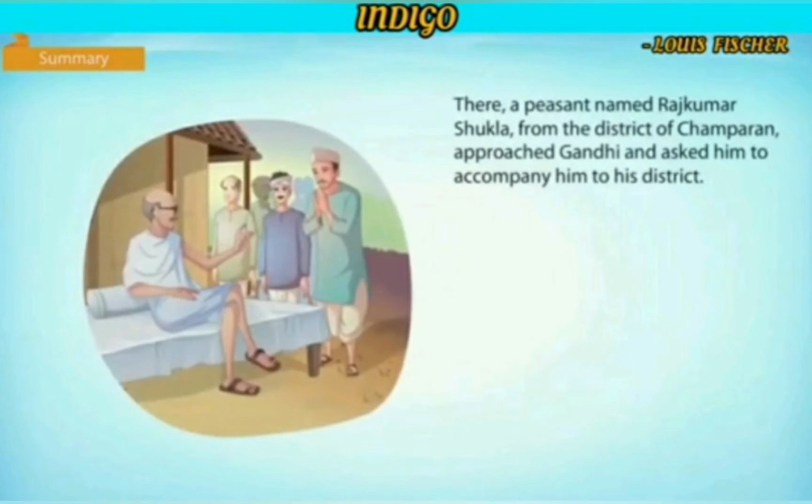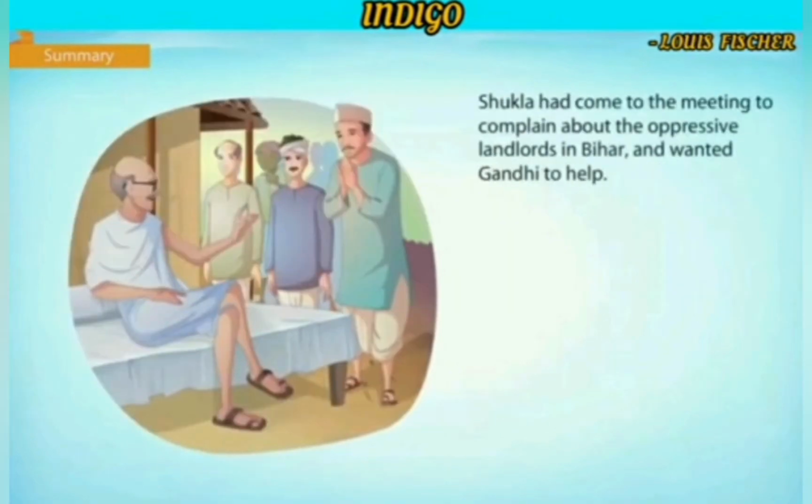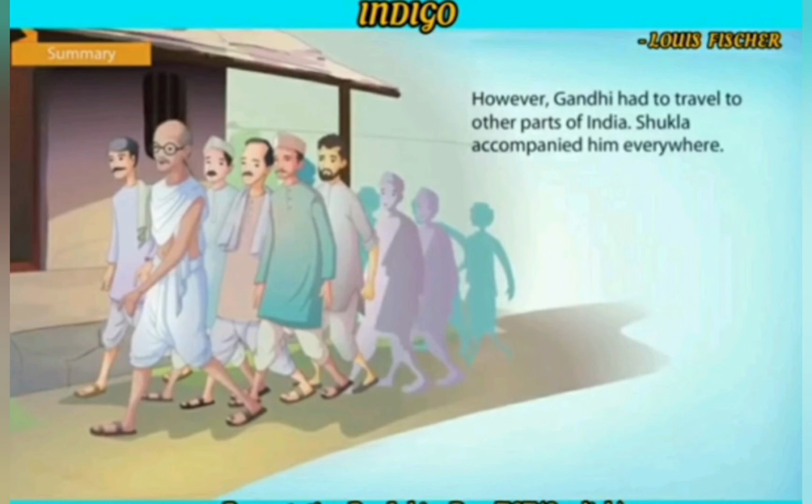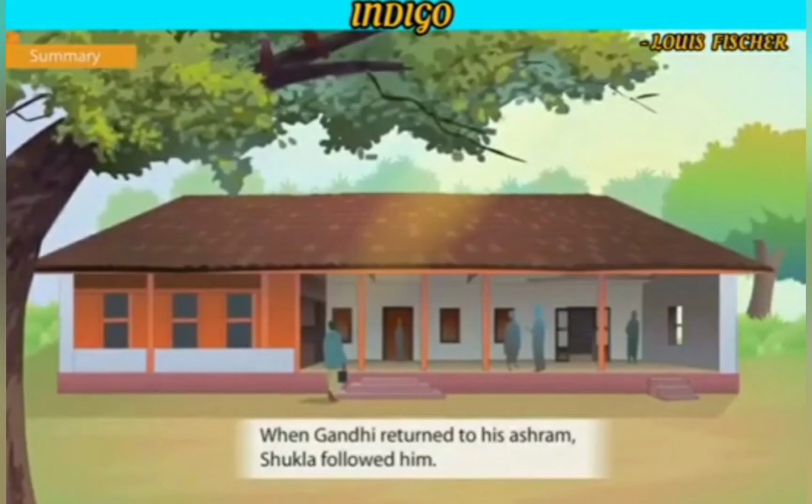There, a peasant named Rajkumar Shukla from the district of Champaran approached Gandhi and asked him to accompany him to his district. Shukla had come to the meeting to complain about the oppressive landlords in Bihar and wanted Gandhi to help. However, Gandhi had to travel to other parts of India. Shukla accompanied him everywhere. When Gandhi returned to his ashram, Shukla followed him.